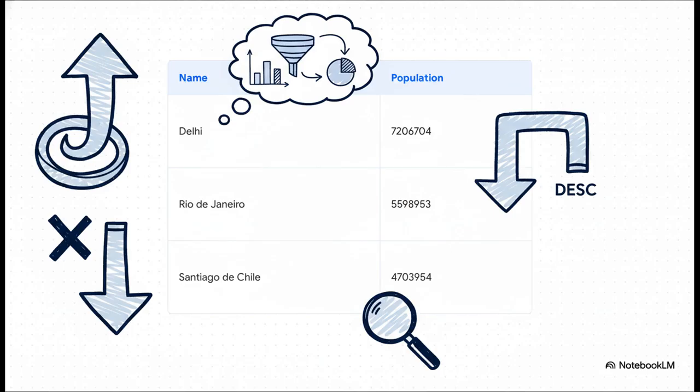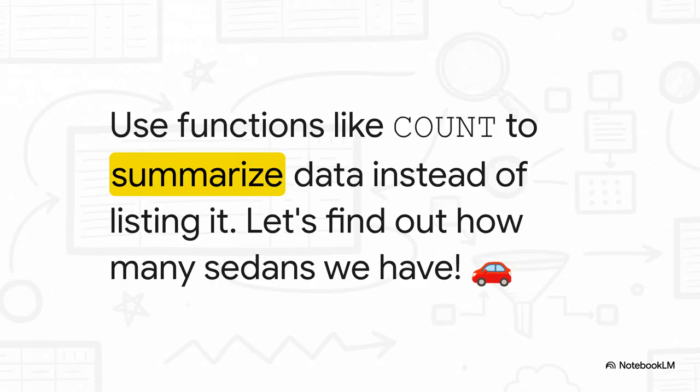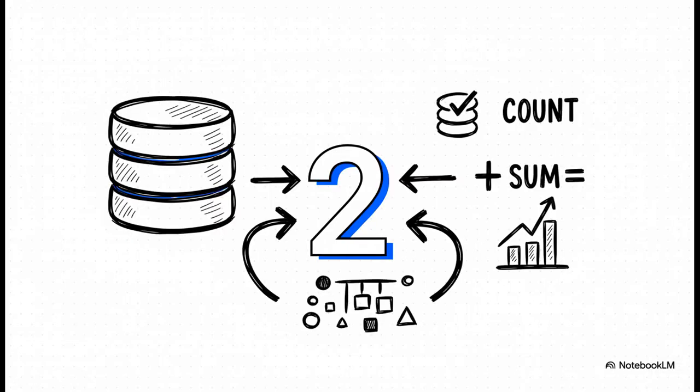But what if you don't want a long list? What if you just want a number? For that, we use something called an aggregate function. The count function, for example, does exactly what it sounds like. It counts the rows that match your criteria. So instead of giving me a list of all the sedans, just tell me how many there are. And boom, the answer is 2. Simple as that. Functions like count or sum to add things up or AVG for averages are incredibly powerful. They let you summarize millions of rows of data into one single meaningful number.